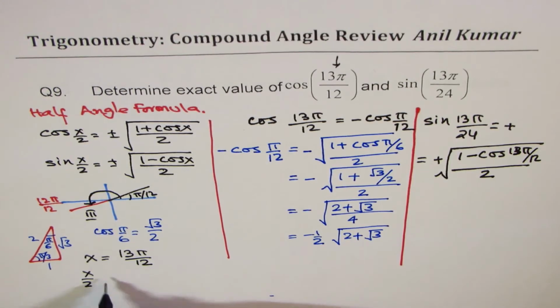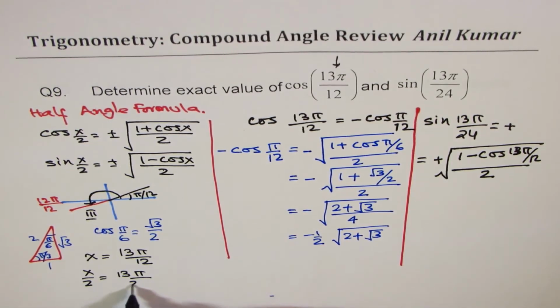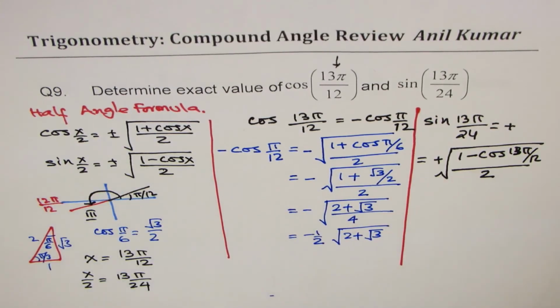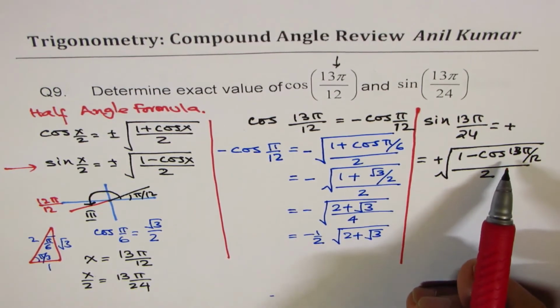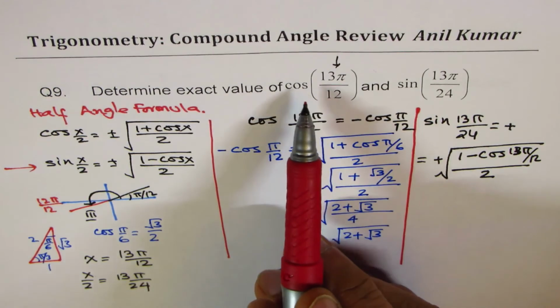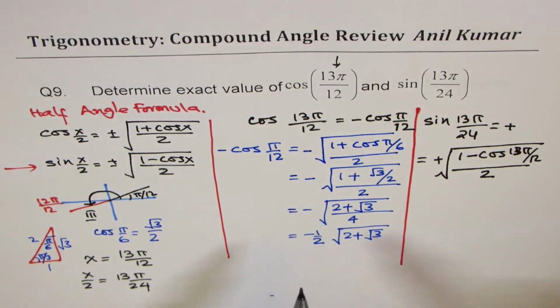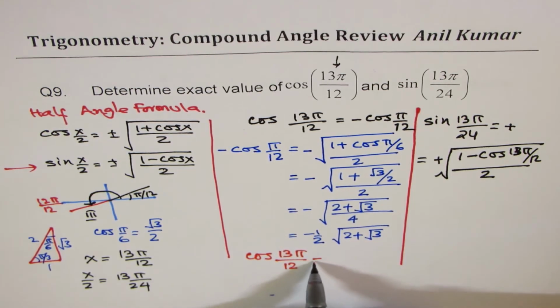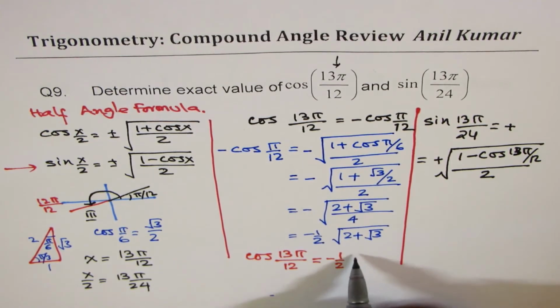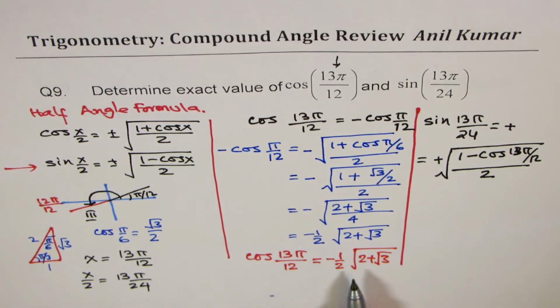So what we are saying here is that x is equal to 13 pi by 12 and x by 2 is equal to 13 pi by 24. That is how we are using this particular formula of sine x by 2. I hope that point is clear. And what is cos 13 pi by 12 equal to? We found that cos 13 pi by 12 is minus half square root of 2 plus square root 3. So that value is going to be utilized.